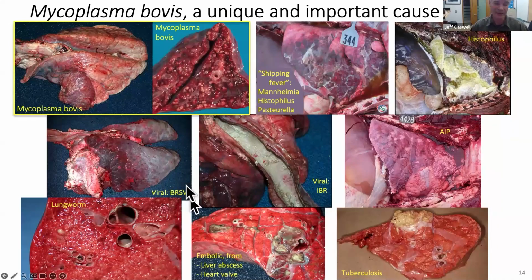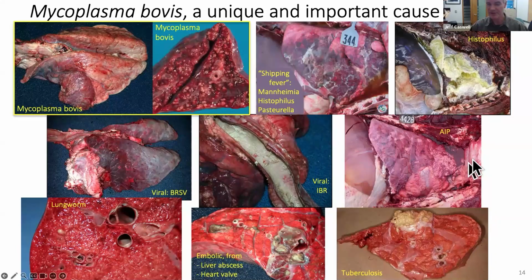We know a lot about viral causes of respiratory disease, and bovine respiratory syncytial virus, bovine coronavirus and parainfluenza virus would be the main types of that. Another virus, herpes virus, infectious bovine rhinotracheitis, or IBR, typically causes these tracheal lesions. You can see all of this debris in the trachea of this calf as a result of that herpes virus infection, and then secondarily bacterial pneumonia.